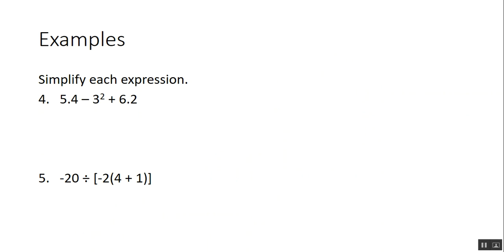Number 4, we have 5.4 minus 3 squared plus 6.2. So again, we want to take care of that exponent first. 5.4 minus 9 plus 6.2. 5.4 subtracting 9, that's what we do first because we have subtraction and addition and they're done left to right. So 5.4 minus 9, if you have to do some side work, remember if we do adding the opposite, we need to subtract 5.4 from 9 to get the right digit first. 9 minus 5.4 is 3.6, and it's going to be a negative 3.6.